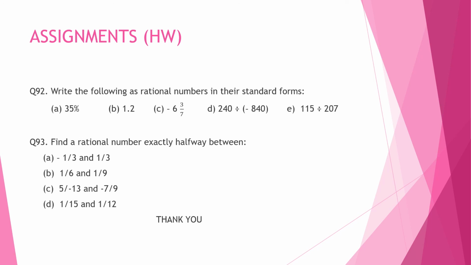And question number 93, find a rational number exactly halfway between. Now there are 4 parts to it. So how are you going to do this? Since they are exactly halfway, that means you need to find the average. So you just add the numbers and divide by 2, isn't it? If you add the numbers and divide by 2, you'll get your answer.